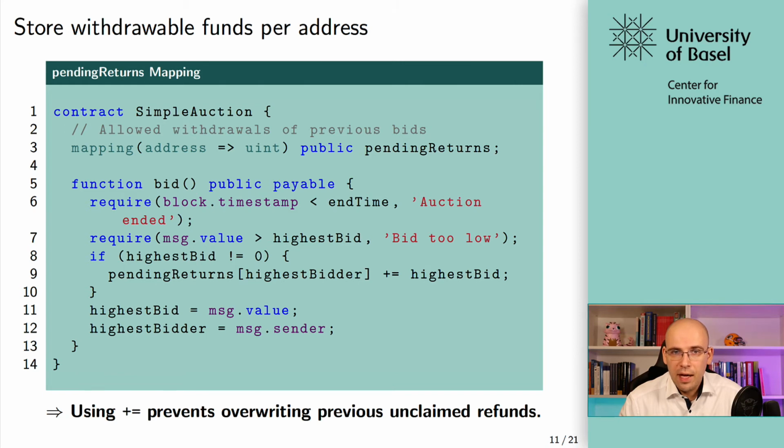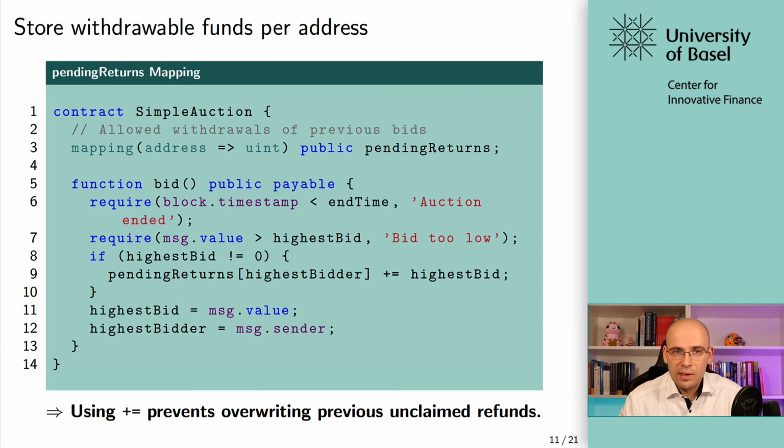The first thing we have to do is adding this mapping up here. So you have this comment, allowed withdrawals of previous bids. We create this mapping from an address through to a uint. And we declare this as public to get the getter function. We can easily look at how much each address can still withdraw, and then we call that pendingReturns.